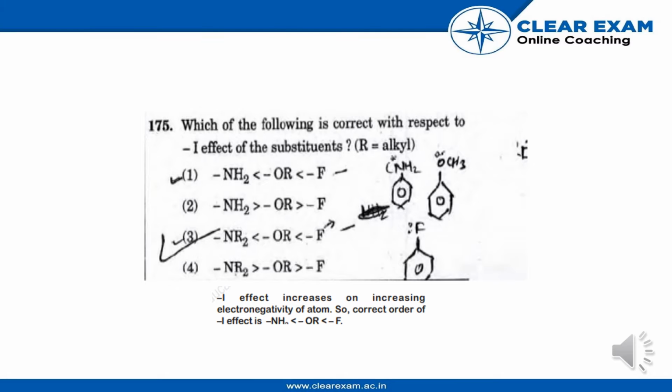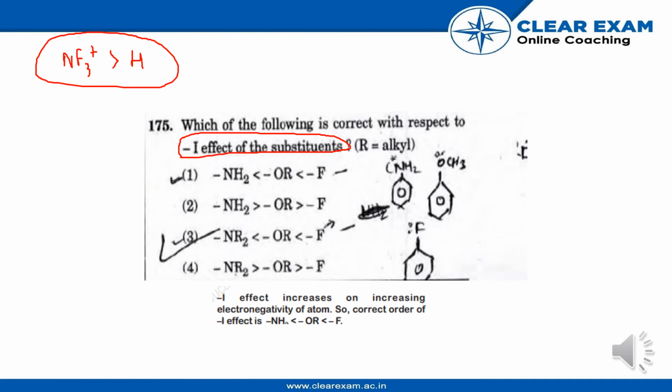is point to point. Let's take an example: there are different groups which take different priority orders. From that, it starts from NF3 plus, which is the most prioritized group, and the least prioritized group is hydrogen. So we need to tell which of the following correctly represents the minus I effect in these substituents.